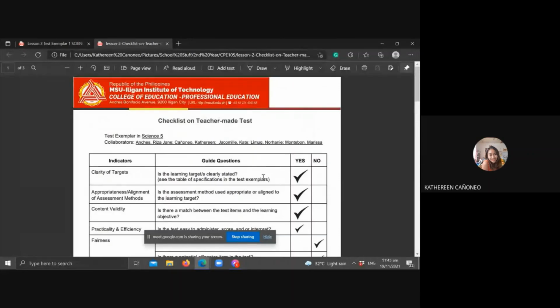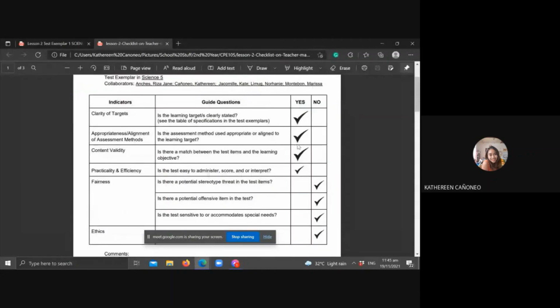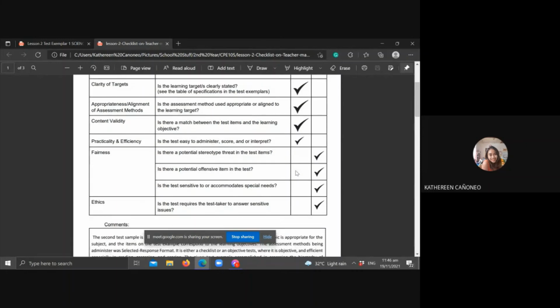So, our checklist on teacher-made test, our remarks was based on the majority of the answers sa group. So, our clarity of targets, we answered yes. Is the learning targets clearly stated? Yes. Appropriateness, alignment of assessment methods, we also answered yes. Then content validity, we also answered yes. And practicality and efficiency, is the test easy to administer, score, and or interpret? We also answered yes. On the fairness, we answered no up to ethics.